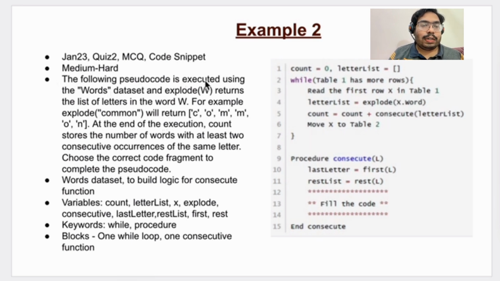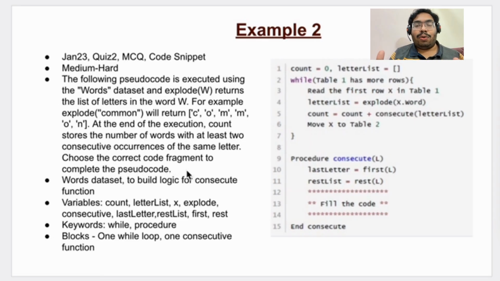Following pseudocode is executed using the words dataset, and explode W returns the list of the letters in the word W. For example, explode common will return COMMON. At the end of execution, count stores the number of words with at least two consecutive occurrence of the same letter. Choose the correct fragment to complete the pseudocode.